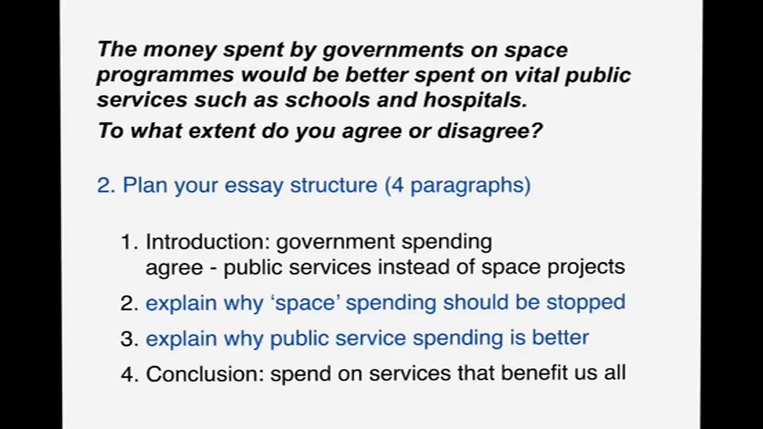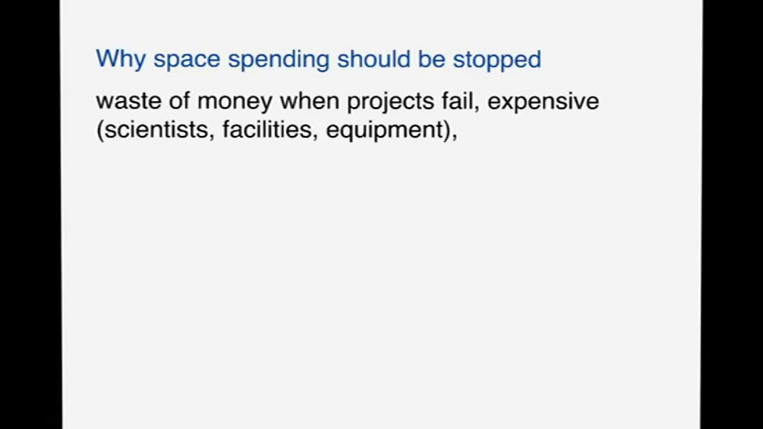The next and final step of planning, number 3, is plan ideas for the 2 main paragraphs, about 6 minutes, 3 minutes planning ideas, brainstorming for each one. Let's do that now. The first main paragraph was about why space spending should be stopped. Here are some of the ideas that my students gave me after brainstorming. Waste of money when projects fail. Expensive.